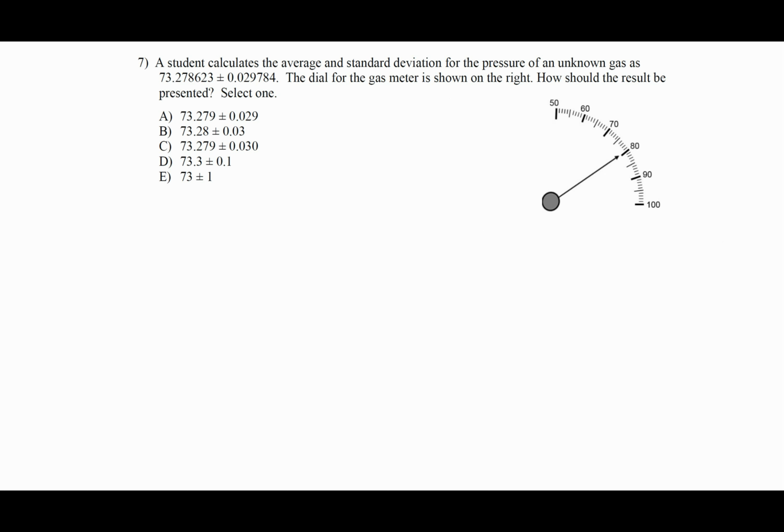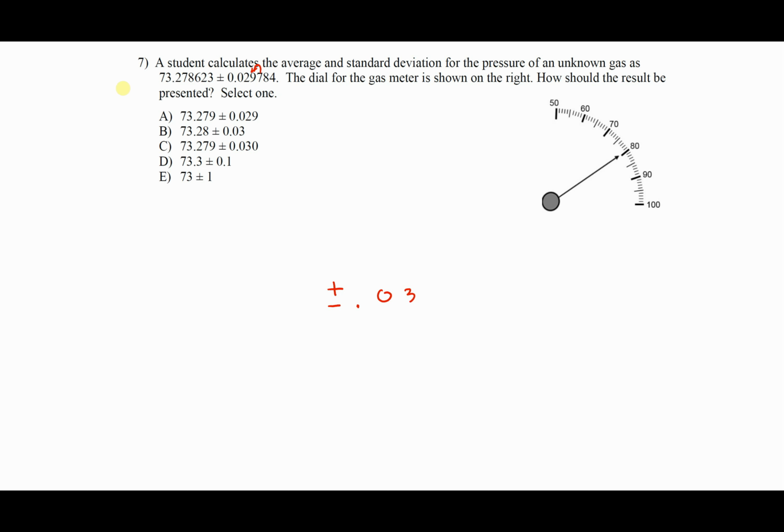A student calculates the average and standard deviation of the pressure of an unknown gas as shown. The dial and the meter read on the right. How should the result be presented? Well, let's do it. Rule 1. The error can only be reported with one significant figure unless it begins with a 1 or 2. This begins with a 1 or 2, so 0.029. But that 7 is going to have it round. So if that rounds, this goes to 0.03. And now it's a 3, so we can only keep 1.